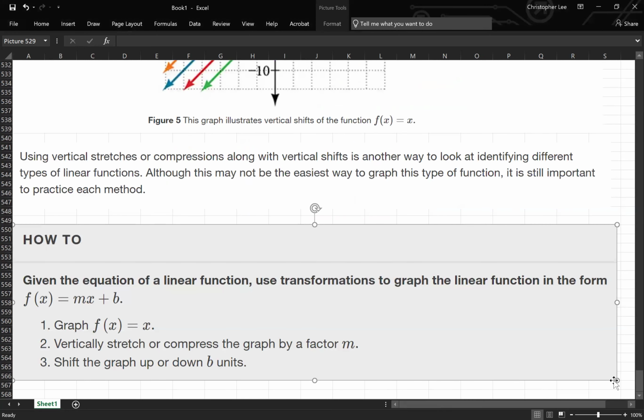Let's see. Given the equation of a linear function, use transformations to graph the linear function in the form f of x equals mx plus b. We're going to graph f of x equals x, and then we're going to vertically stretch or compress the graph by a factor of m, and shift the graph up or down b units.